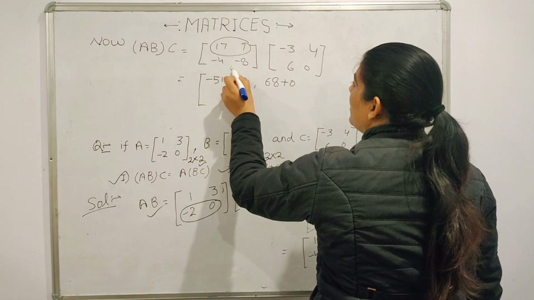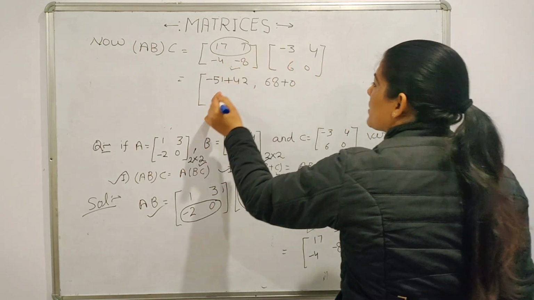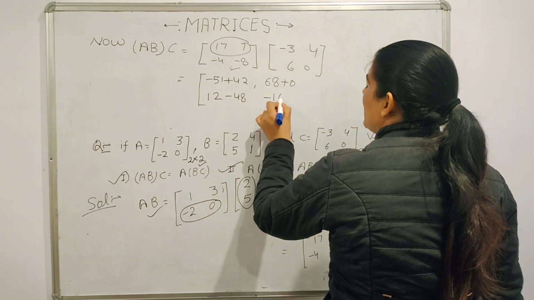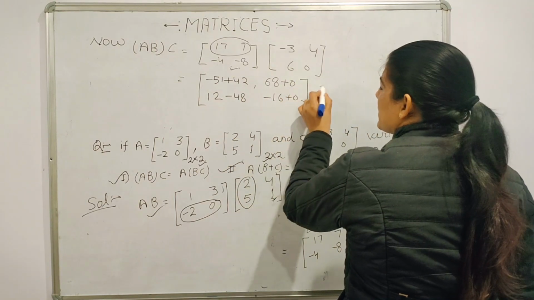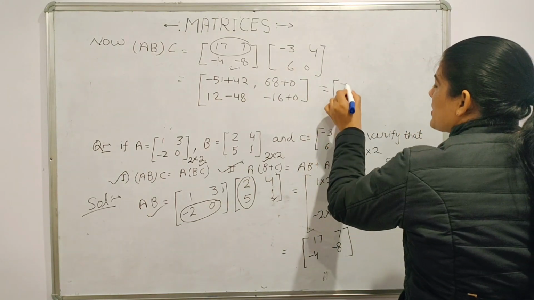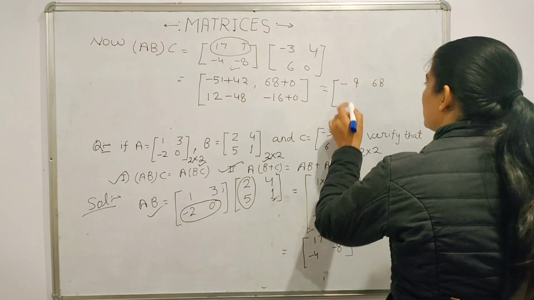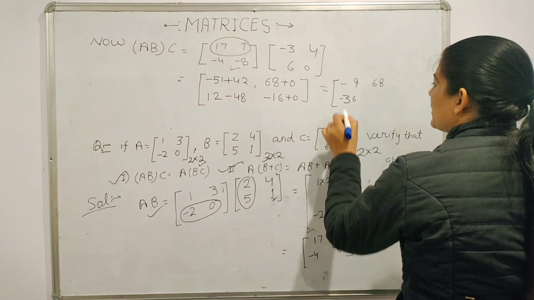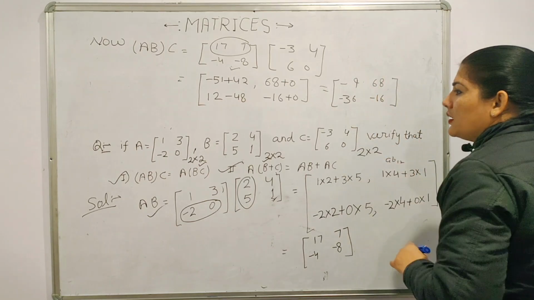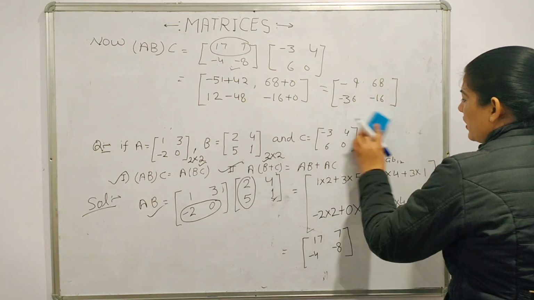Now you have to take the second row, which is minus 4, minus 8. It gives you minus into minus plus 12, minus 48, minus 16 plus 0. This is equal to minus 9, 68, minus 36 and minus 16. So the one side of the first part is done. You have the left hand side.